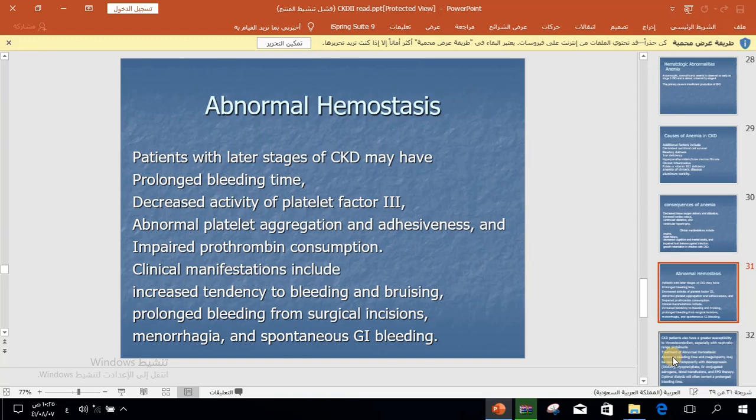The next point is abnormal hemostasis. Patients with CKD may have prolonged bleeding time, decreased activity of platelet factor 3, abnormal platelet aggregation and adhesion, and impaired prothrombin consumption. Clinical manifestations include increased tendency of bleeding and bruising, prolonged bleeding from surgical incisions or trauma, menorrhagia in females, and spontaneous GIT bleeding. So mainly in CKD we see thrombocytopathy.